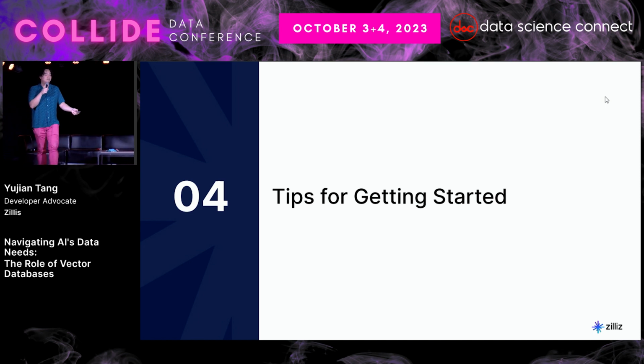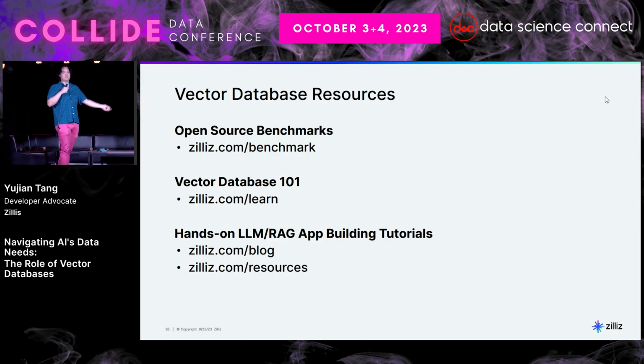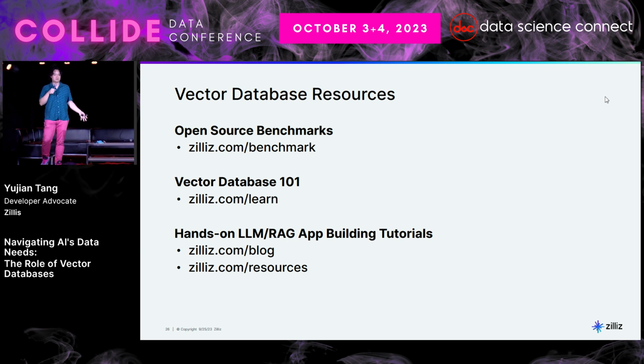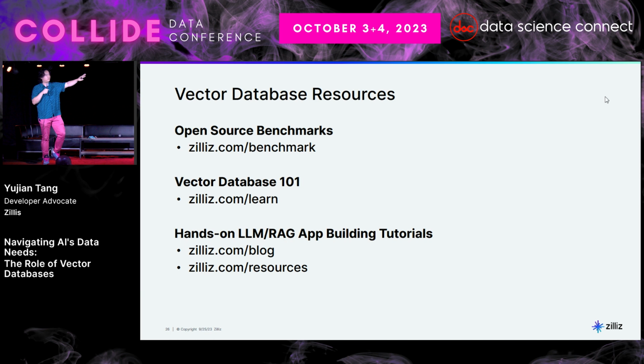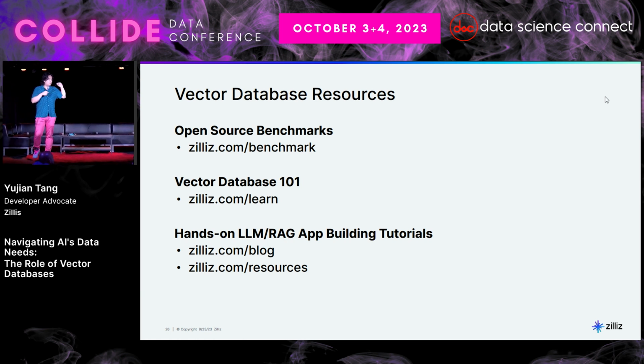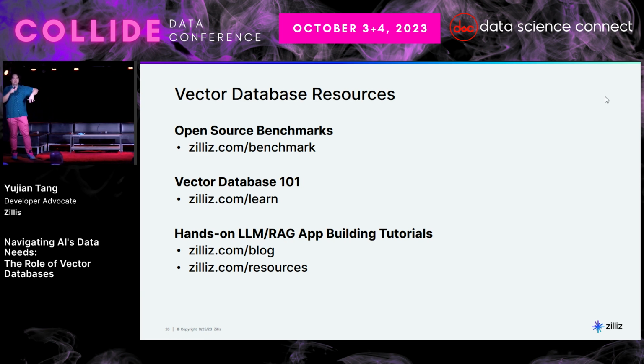Tips for getting started. Here are some links you can use to get started. I know this is a very quick talk, so there's some time for questions, but essentially there's a benchmarking tool. You can find it on GitHub if you search for VectorDB Bench. It allows you to benchmark on your own data. You can download the open source, and it'll create a bunch of graphs showing queries per second, queries per dollar, throughput, latency, all that kind of stuff.